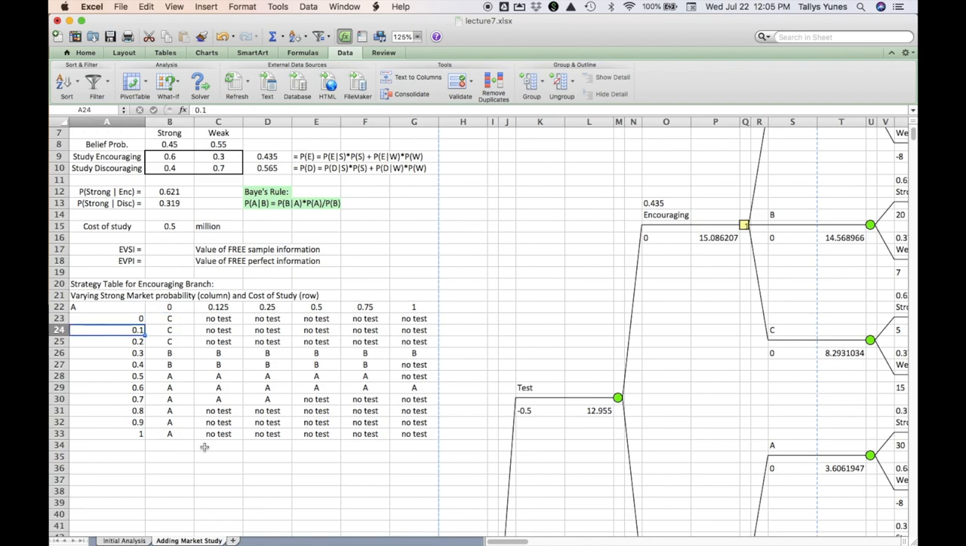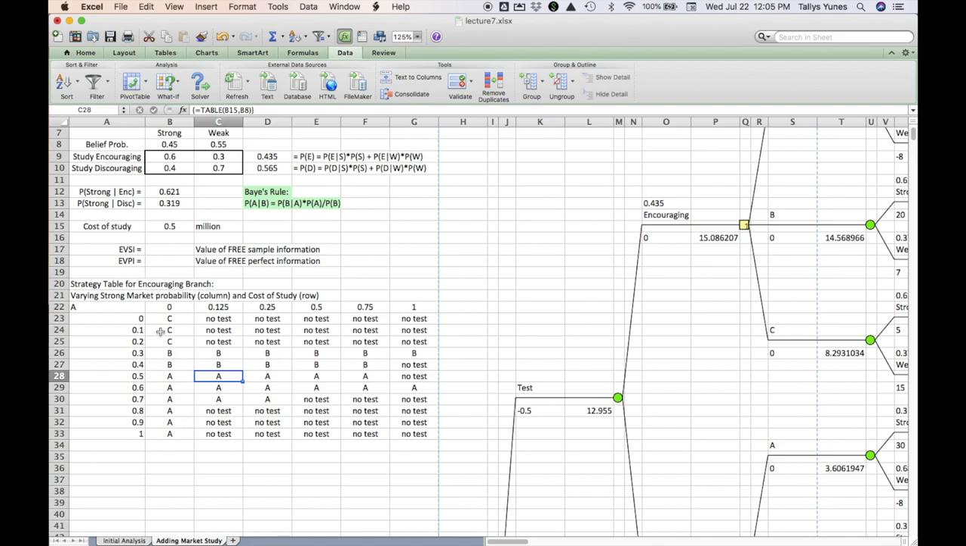And as the chance of strong market goes up, we switch out of this into, at 0.3, I have now gone to B. At 0.4, I'm still doing B. But as the test gets very expensive, I actually give up the test. And at some point, I switch to A. And as the chance of strong gets super, super high, I don't even need to bother with the test anymore. But wherever you find yourself, you can just go to that cell, place a cursor there and say, oh, this is what I should do.